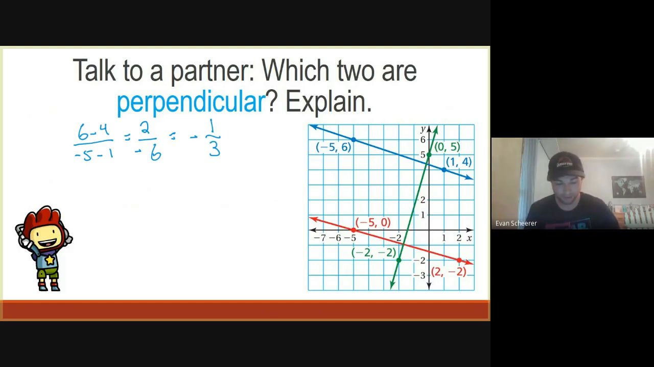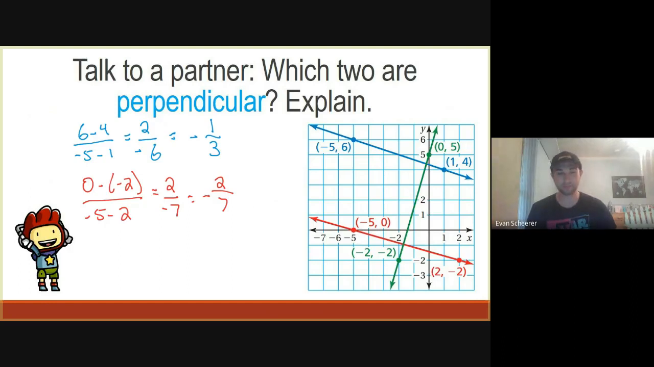Let's do the red now. So if we look at the red, I'm going to do 0 minus a -2. And then I'm going to do -5 minus 2. Well, 0 minus -2 is +2. -5 minus 2 is -7. So that's going to simplify to -2 over 7.